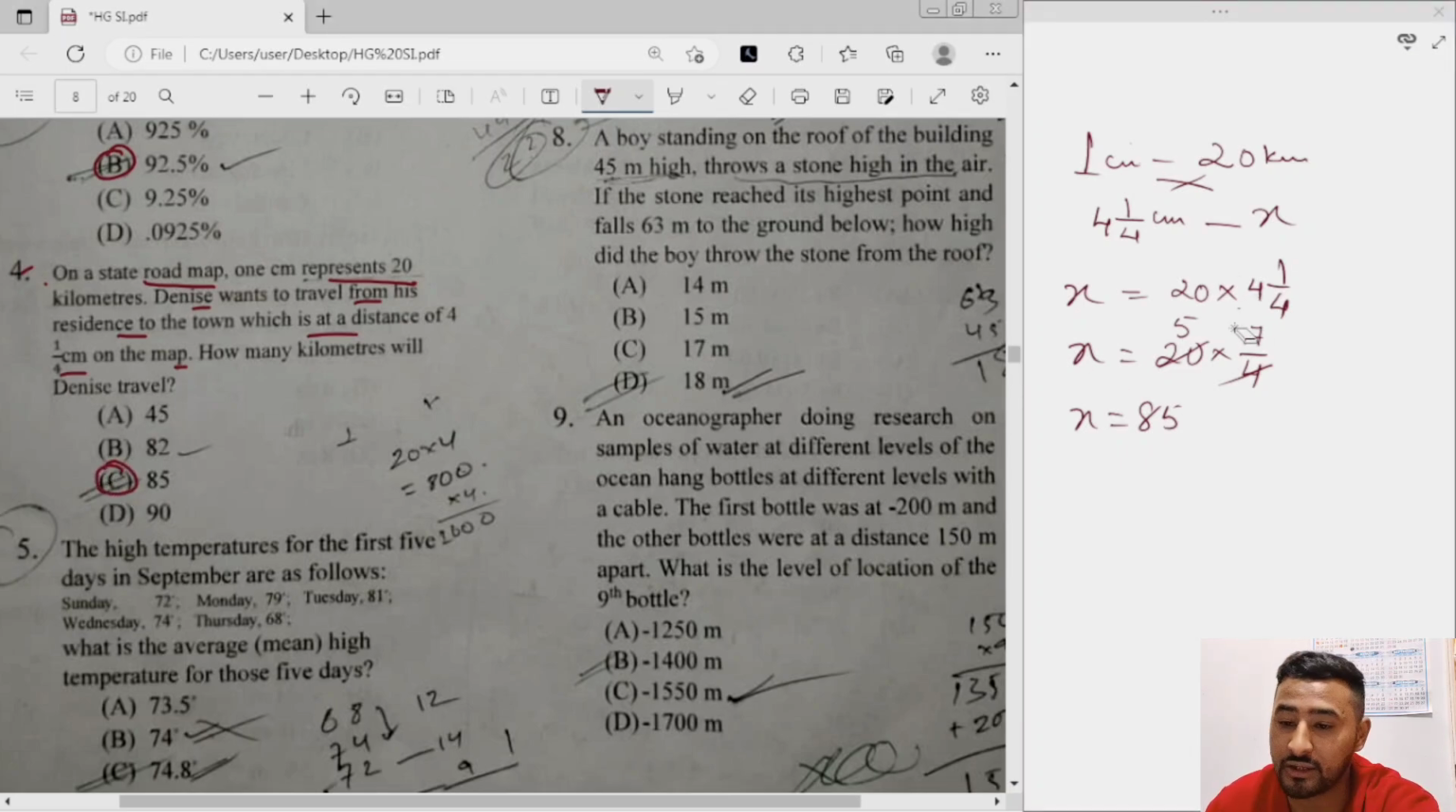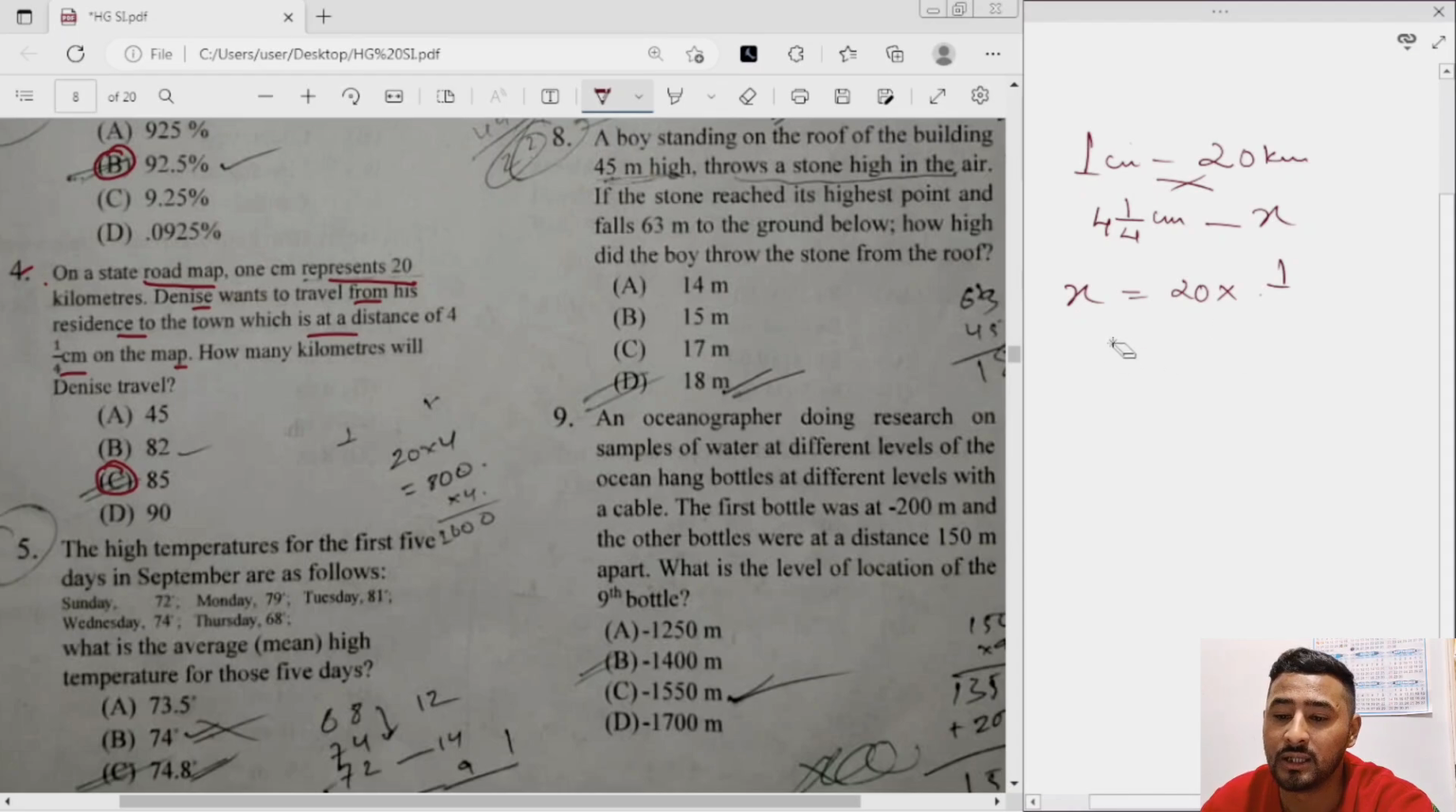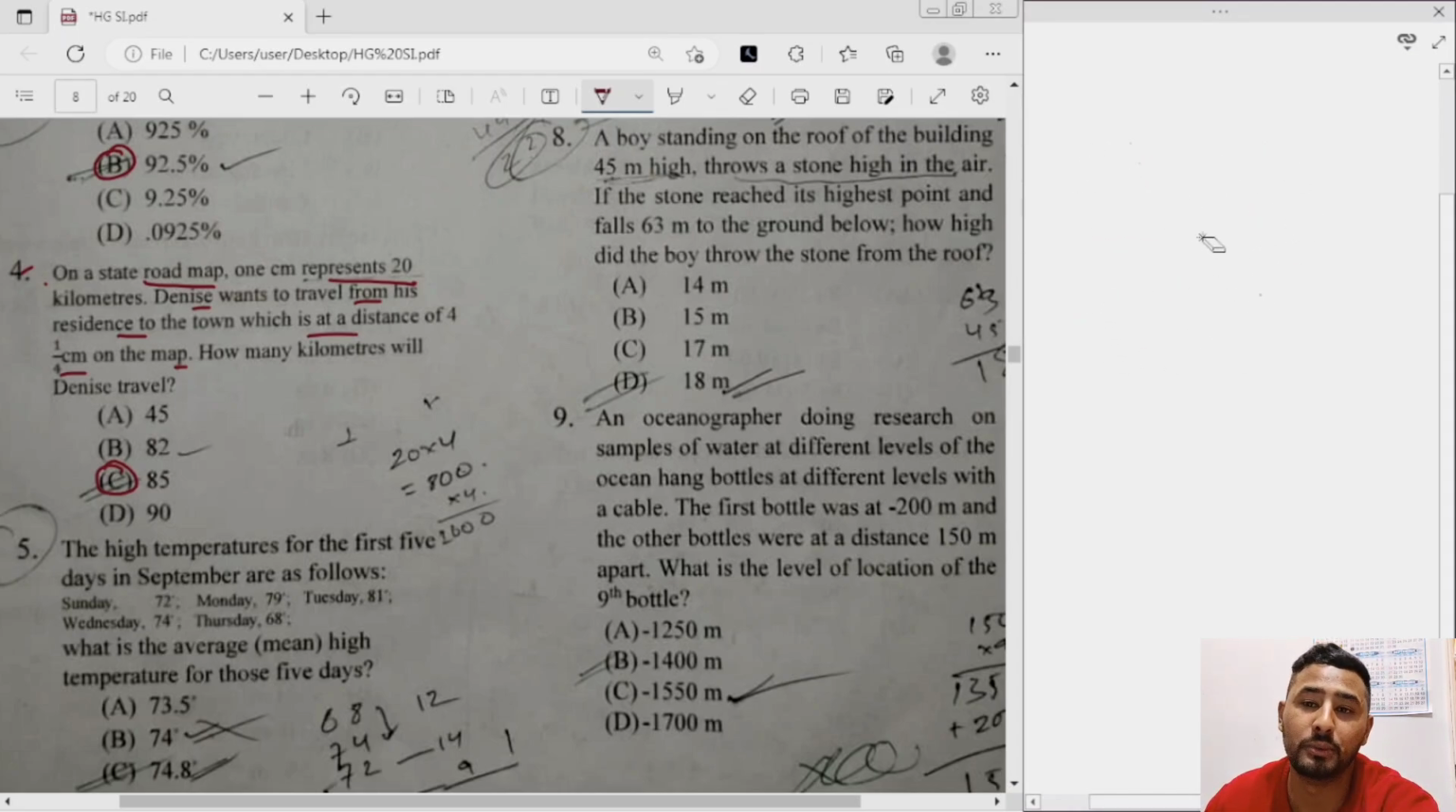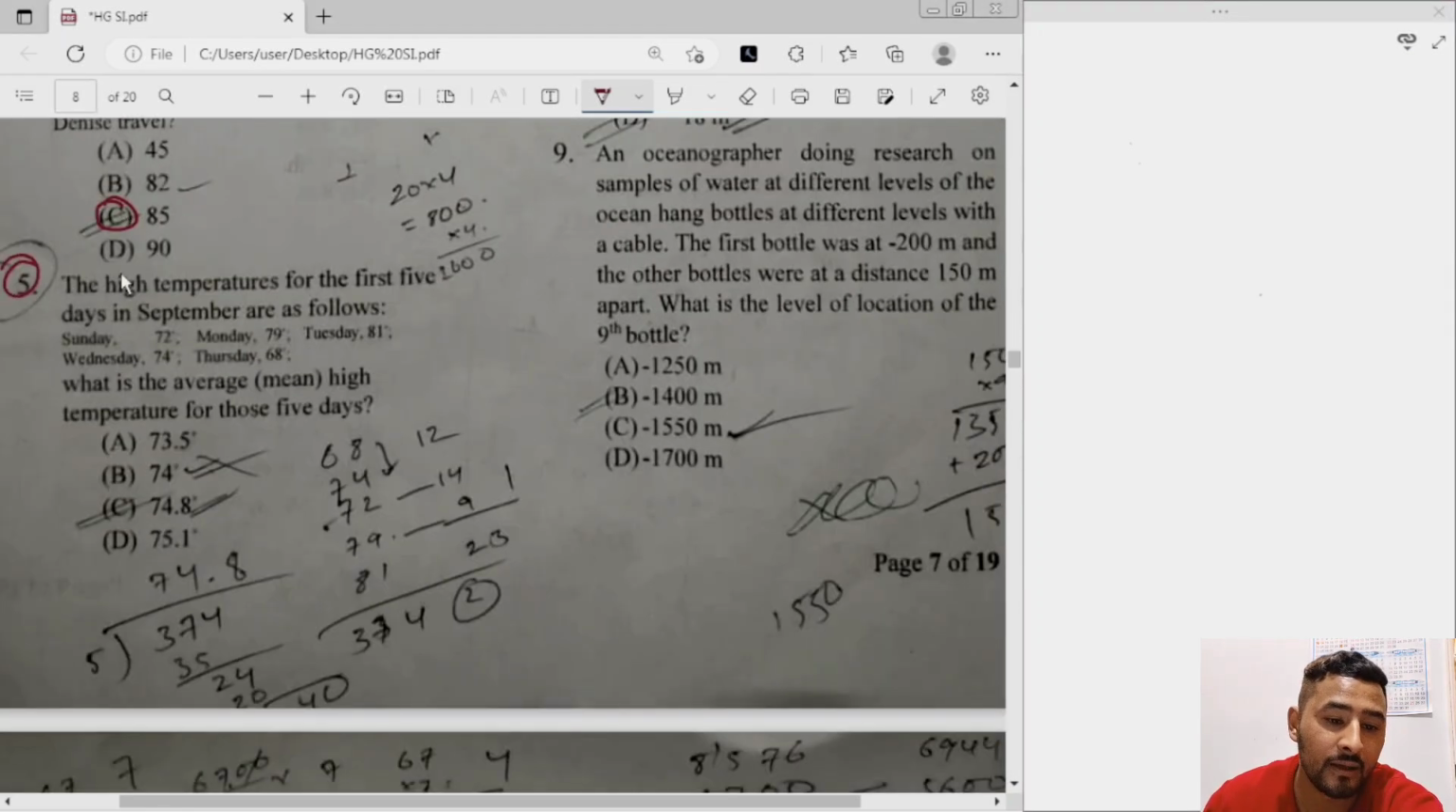Let's check the next one. Question number 5. There are some questions where I'll just directly write the answers, because the video will be too long. The high temperatures for the first 5 days in September are as follows. Don't look at the days, just look at the values: 72, 79, 81, 74, 68. What is the average? You have to find the average of these temperatures.